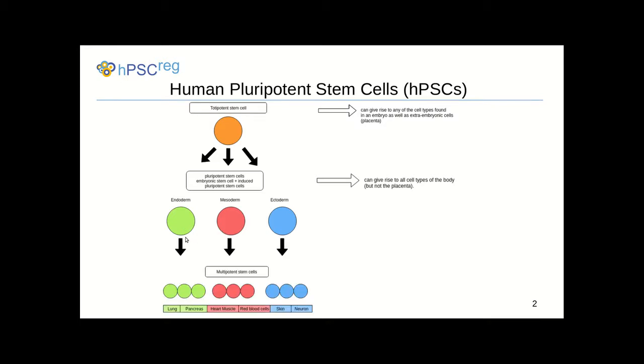And in these three germ layers you find multipotent stem cells that can develop into a limited number of cell types in a particular lineage. So for example, cells from the endoderm can develop into lung or pancreas, and cells from the mesoderm can develop into heart muscle cells or red blood cells.